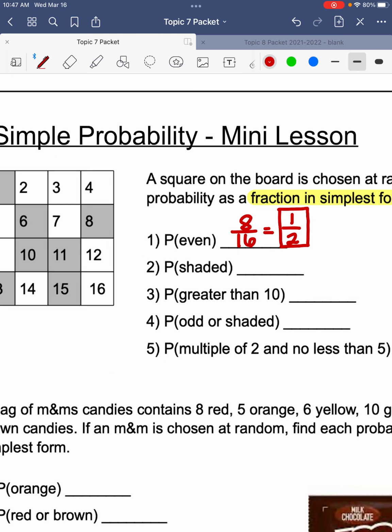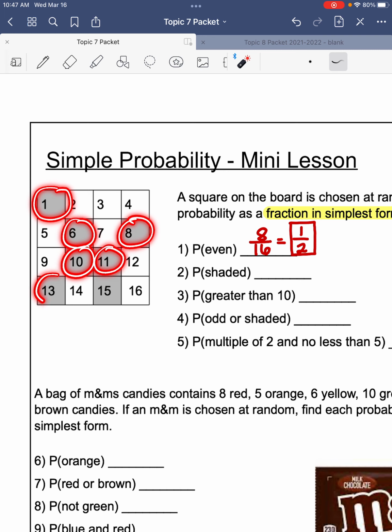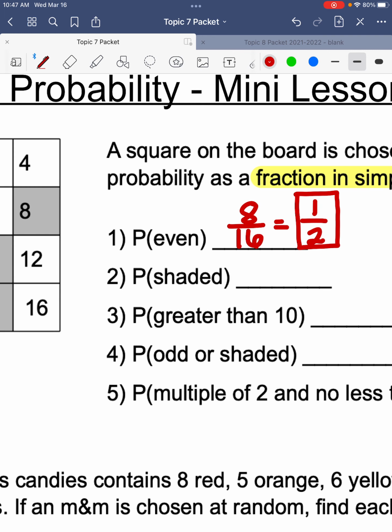Now let's look at the probability of selecting a number that's shaded. So how many numbers are shaded? Well, 1, 2, 3, 4, 5, 6, 7. So 7 of them are shaded. So 7 is my numerator, and there are 16 total squares. So 7/16, does that fraction reduce? And that answer is no, that fraction does not reduce. So we're going to leave it just as is.